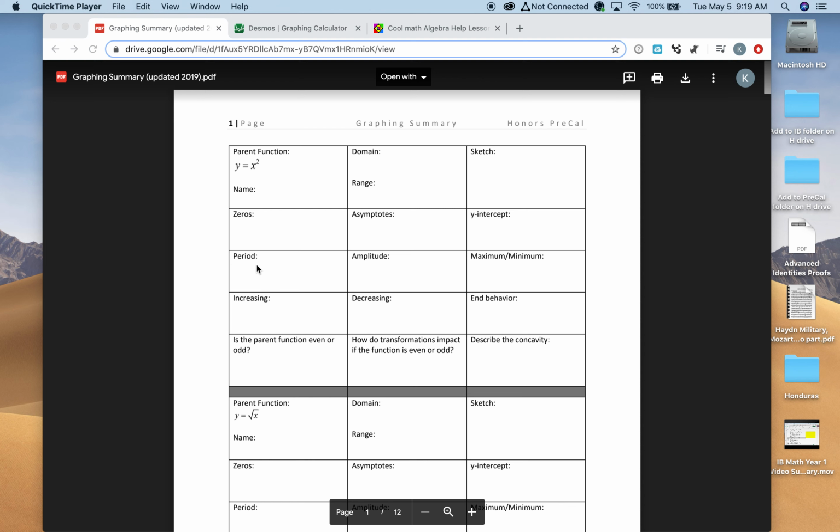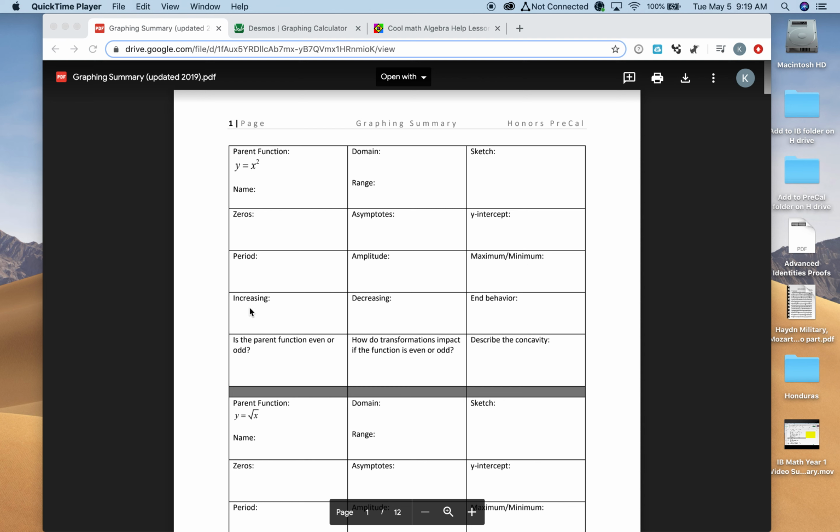So remember when we talked about periodic functions, it has a repeating period. There's something that happens over and over and over again. That isn't the case with the quadratic function. Does it have amplitude? No. Sine and cosine have amplitude. Max and min, yes. Okay, where would that be?